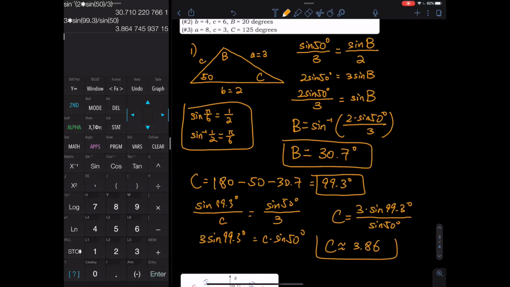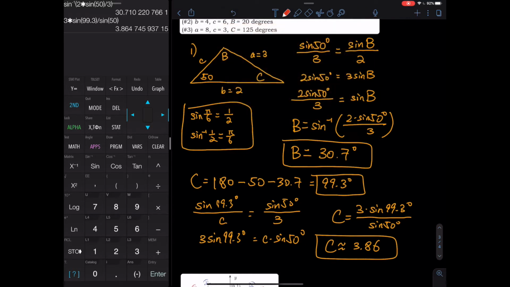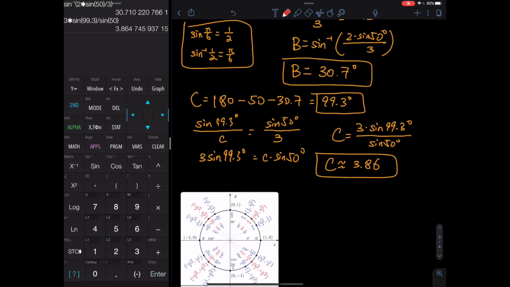Now I just got all the measurements. Are we done? The answer is no, we are not. Now, I need to explain something extremely important. So let's switch colors for that. Let's switch to red. Now, the question is the inverse sine of 1/2.